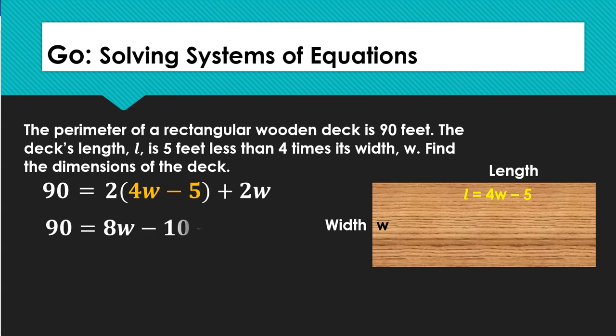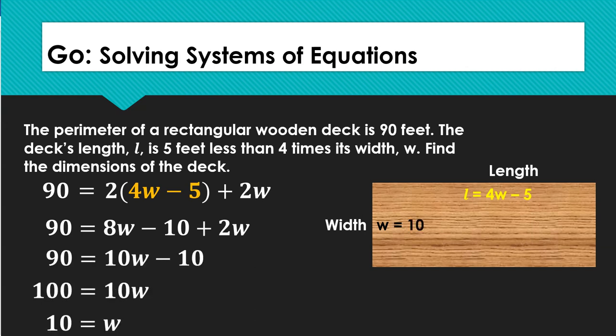First, using the distributive property, we simplify the first term. Next, we simplify again by combining the like terms. Finally, we will use inverse operations to divide both sides of the equation by 10. We now know that the width, W, of the deck is 10 feet.